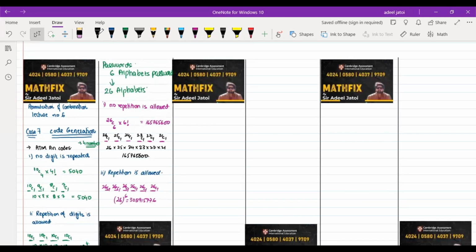If repetition is not allowed, you will end up having 26C6 into 6 factorial, or 26C1, 25C1, 24C1, 23C1, 22C1, and 21C1. And when the repetition is allowed, we can always say 26C1 six times, for the 6-alphabet password.